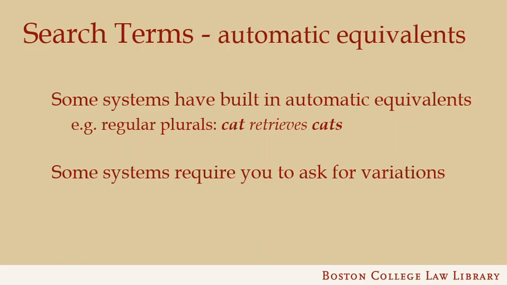Some systems have built-in automatic equivalents. Lexis and Westlaw both recognize regular plurals as automatic equivalents. If you include the word cat in a Lexis or Westlaw Boolean search, you will automatically retrieve documents that have the word cat or the word cats. And on Lexis, you will get the same result if you put the word cats in a search instead of the word cat. On the other hand, on Westlaw, if you put the word cats in your search, you will not retrieve the singular. And on Bloomberg Law, if you're running a Boolean search, cat is not the same word as cats. And if you want both, you must account for that in the way you craft your search.